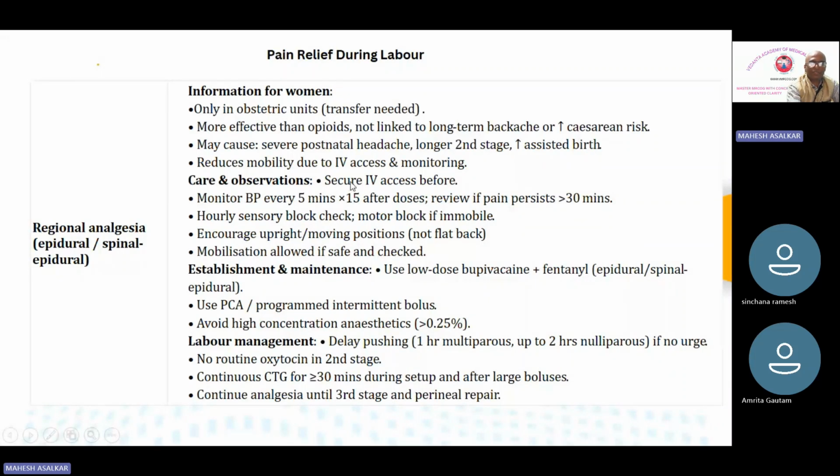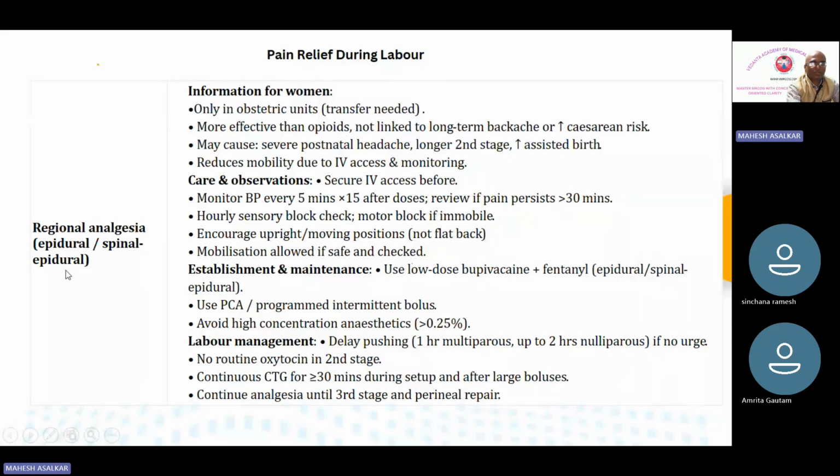Care and observation: you need to have a secured IV cannula. Then you need to monitor blood pressure every 5 minutes for the first 15 minutes, and then to be reviewed every 30 minutes. Then an hourly sensory block check is required, and motor block if immobile, and encourage upright or moving positions. Mobilization is allowed if safe and checked.